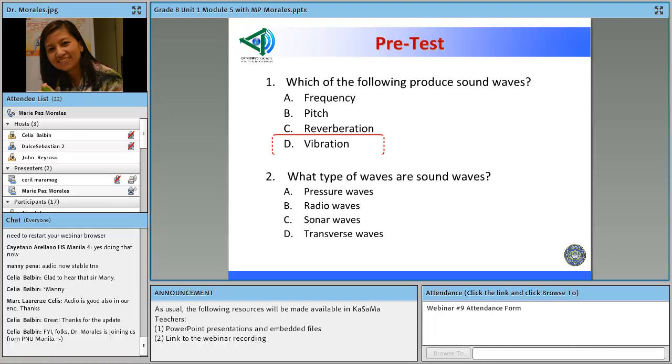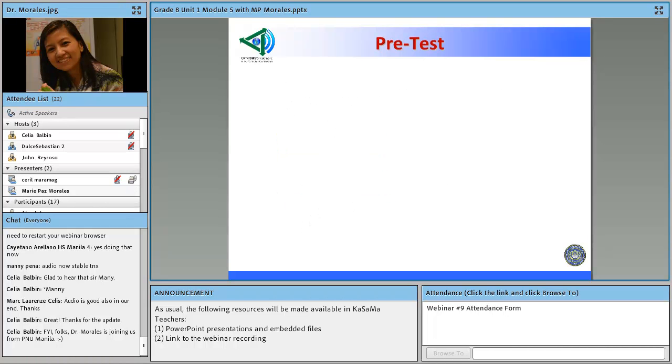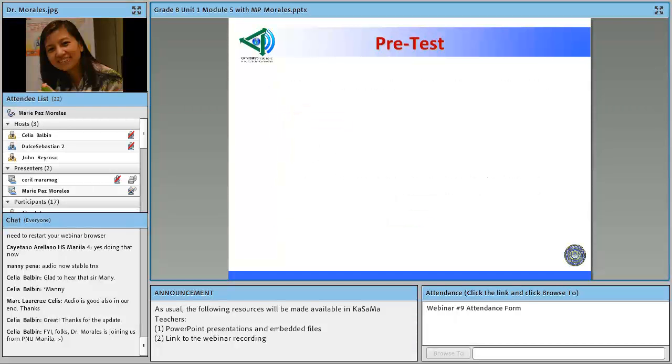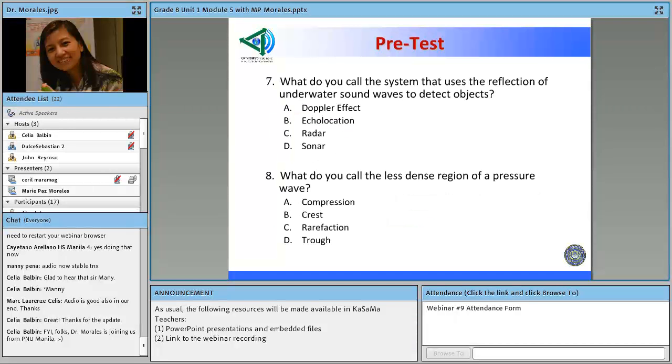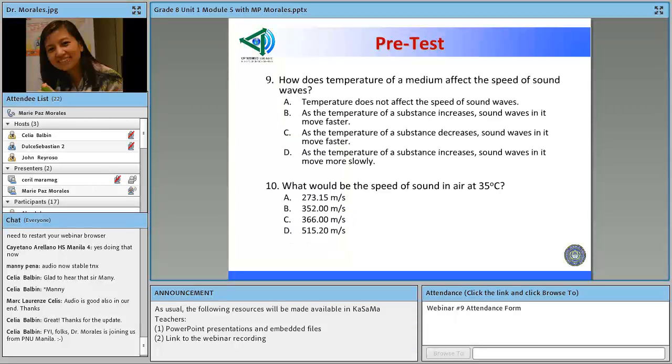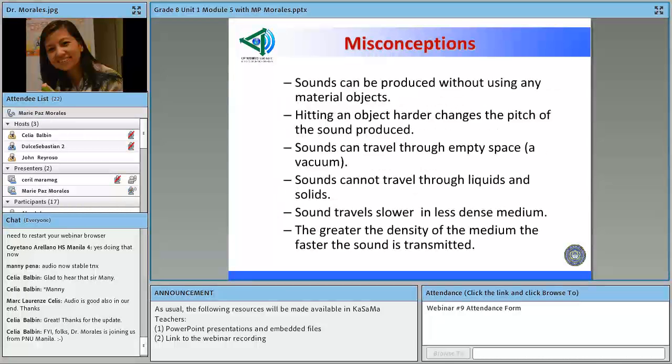Here are the samples. I also placed the respective answers. Okay, there are 10 of them. So we can just go through them. So from here, we can identify some misconceptions of the students. Particularly, let's say number 9, that could lead to a particular misconception.